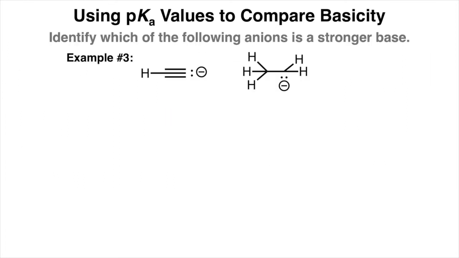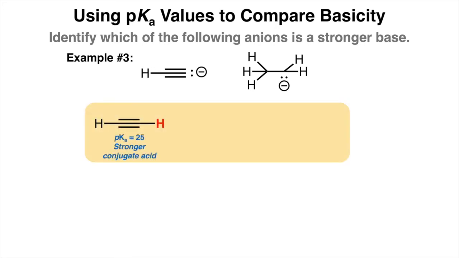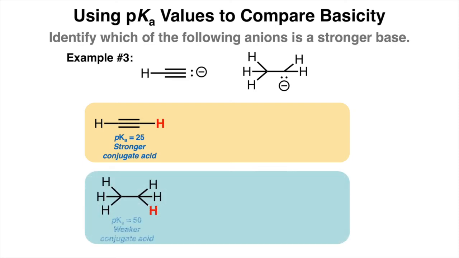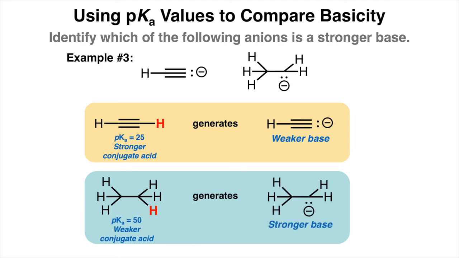Now let's use pKa values to compare basicity. In example number 3, identify which of the following anions is a stronger base. To do this, we'll have to look at their corresponding conjugate acids for each base and determine their pKa values. For ethyne on the left, its pKa is 25, and for ethane, its pKa is 50. Of the two values, ethyne's pKa is lower, which means it's a stronger conjugate acid than ethane. The stronger conjugate acid generates a weaker base, and the weaker conjugate acid generates a stronger base, which means of the two anions, the molecule on the right is a stronger base.